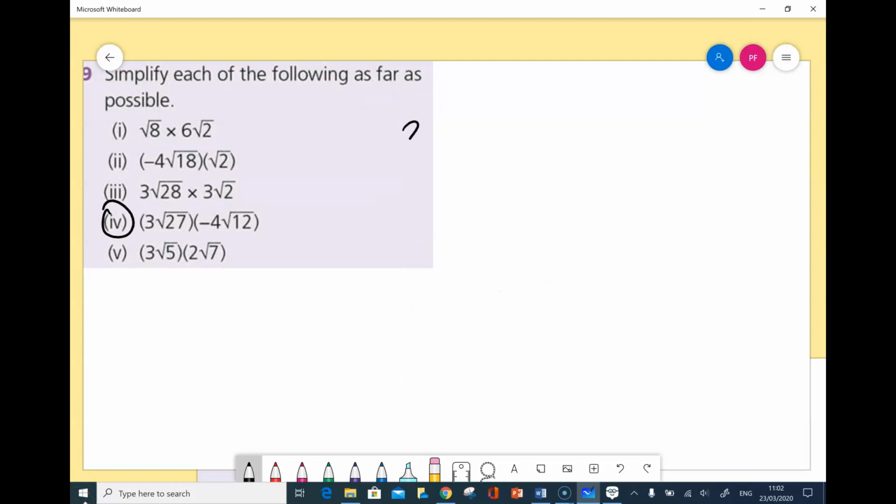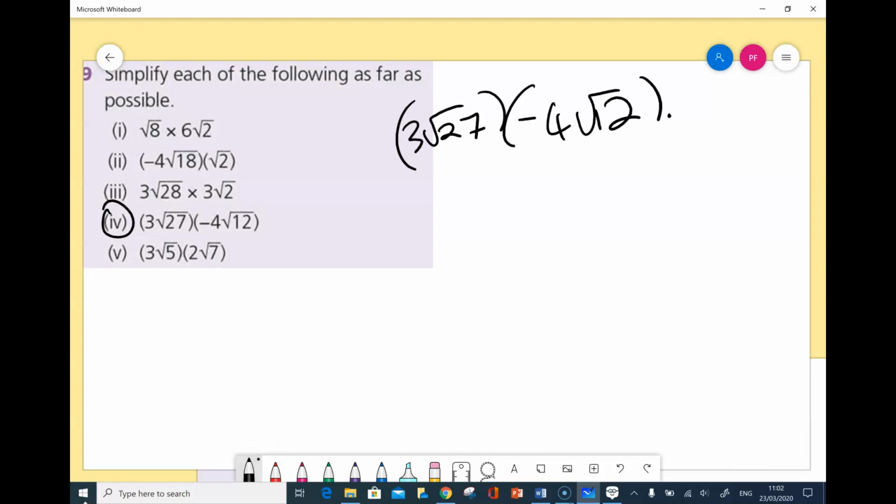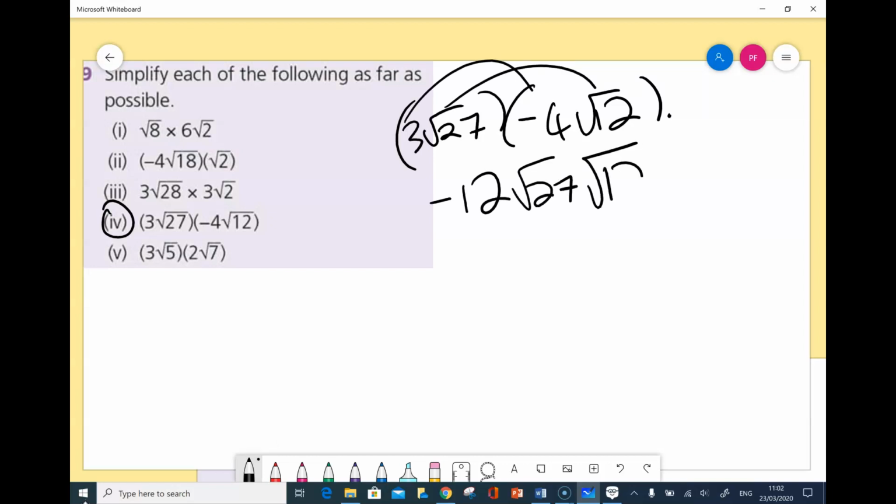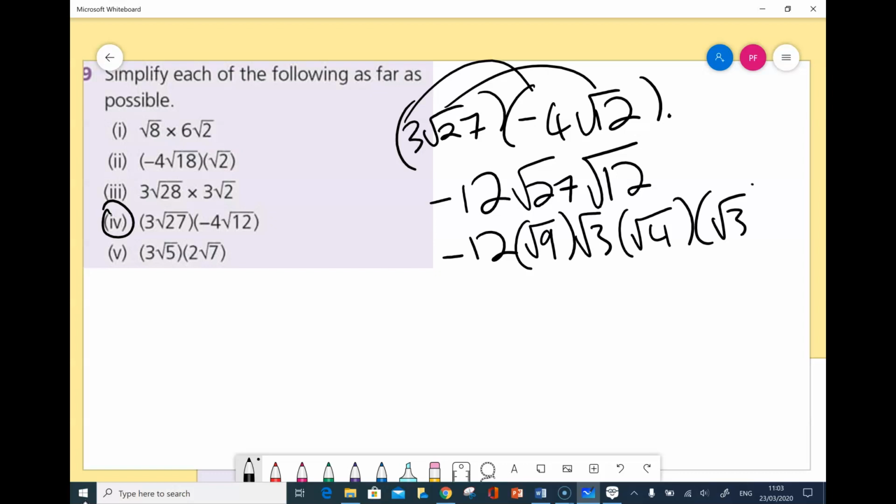Okay, part 4. So we've got 3 root 27 multiplied by minus 4 root 12. So multiply our numbers by our numbers, so it's minus 12 multiplied by root 27 by root 12. Again, I could multiply the 27 by the 12 if I wanted, but it won't make it any simpler, I don't think. So break up root 27. That's the square root of 9 by the square root of 3. And root 12 is going to be the square root of 4 multiplied by the square root of 3.